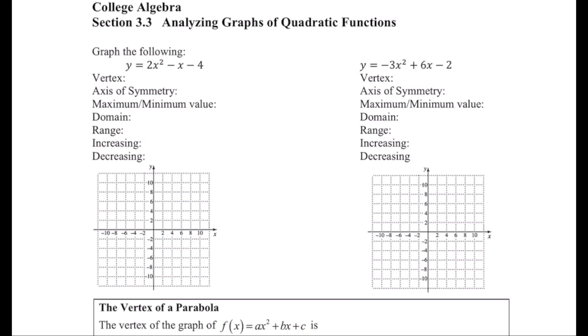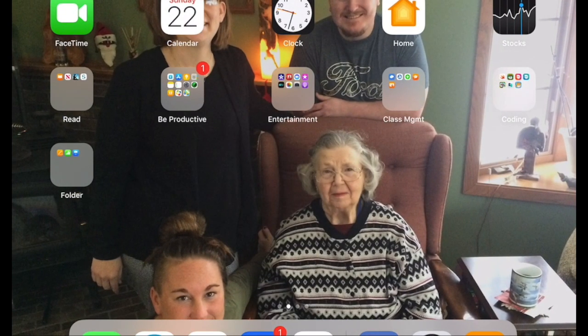We're going to talk about analyzing graphs, specifically of quadratic functions. So let's take a moment to graph the function y equals 2x squared minus x minus 4 and identify some of the following: the vertex, the axis of symmetry, whether this is a maximum or minimum value, domain, range, and when it's increasing and decreasing, to kind of bring together some of the things we've already been talking about in class. So I'm going to switch over to Desmos.